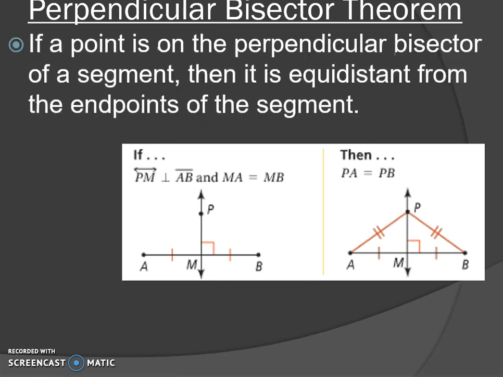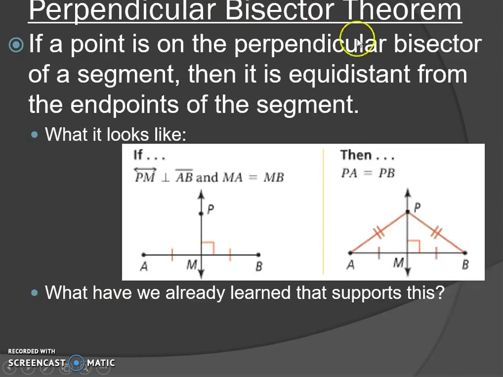So, perpendicular bisector theorem. If a point is on the perpendicular bisector of a segment, then it is equidistant from the endpoints of the segment. It looks like this: if line PM is perpendicular to line AB, and MA is equal to MB right here, look at this picture. Then if I connect A and P, and then P and B, you see two triangles, that means this right here and this right here will be congruent.